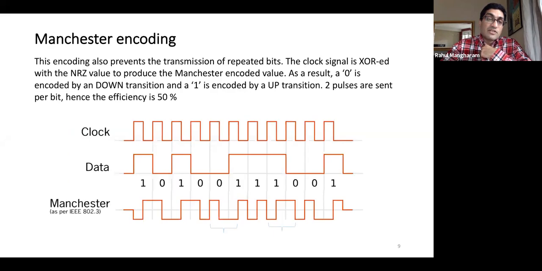So another version. As we went through time, they said, well, what we can do is, we have this clock over here, and we have our data. If I run my clock at twice the speed of the data, and I just XOR it, I can now have a transition in all my data bits over here, right? That means a 1 will be going from low to high, and a 0 will be going from high to low, and so on, right? So that's essentially the issue over here, right?